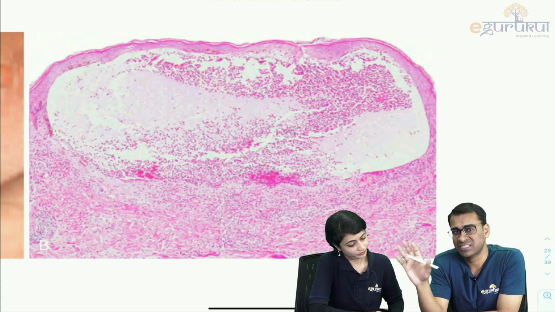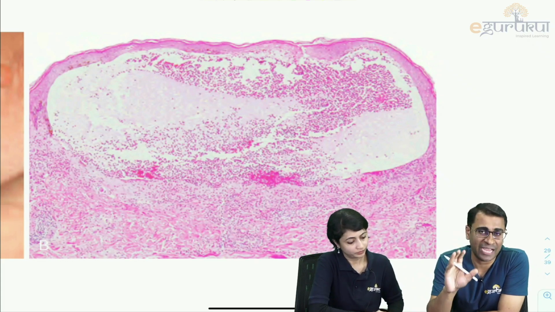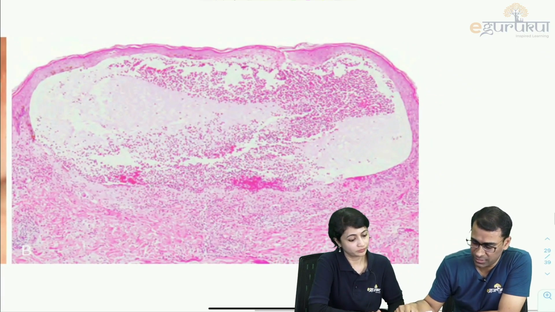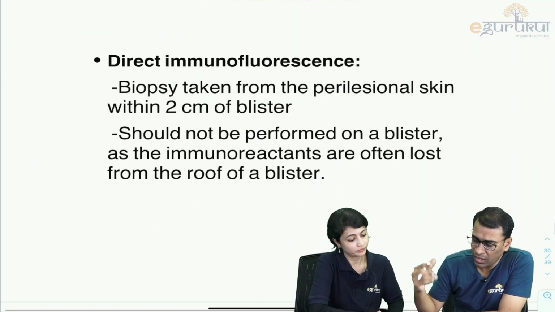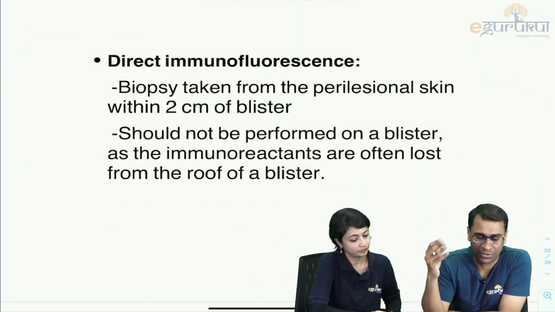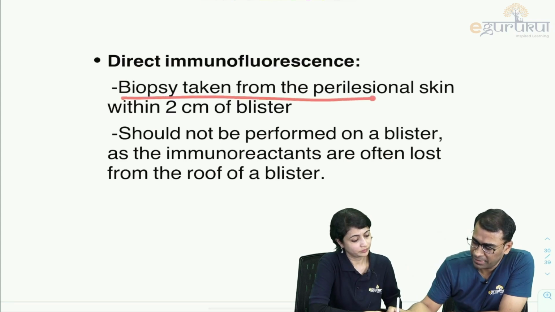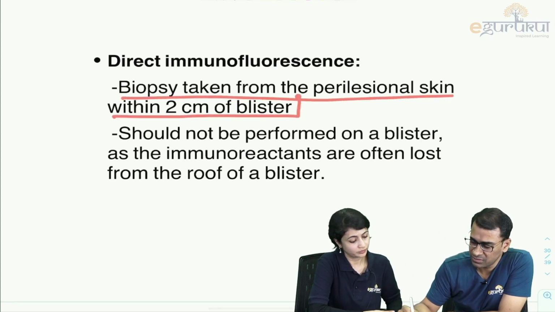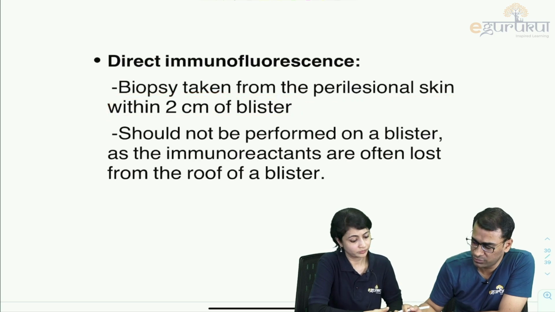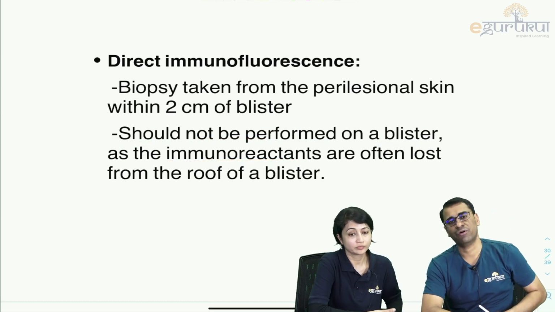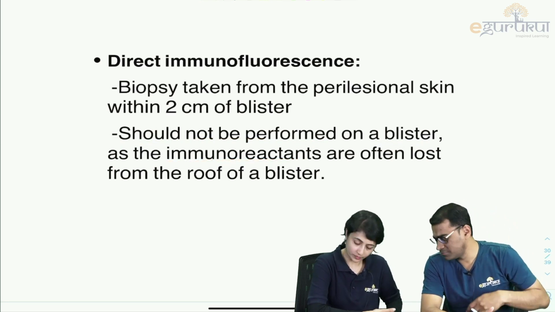In most of these lesions, there is IgG type of antibody. That's very important to understand. So, if we do a fluorescence test, it can be direct or indirect. The biopsy is taken from the perilesional skin, within 2 cm of the blister, as we discussed before, and should not be performed on a blister, as the immunoreactants are often lost from the roof of the blister. So we often take it around the lesion, around the blisters.